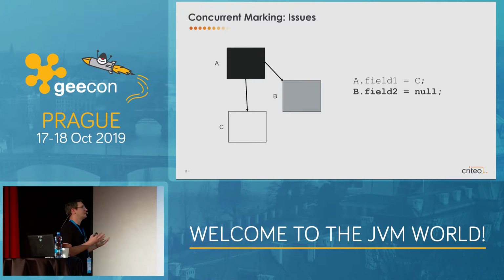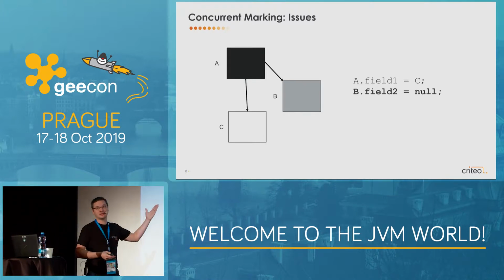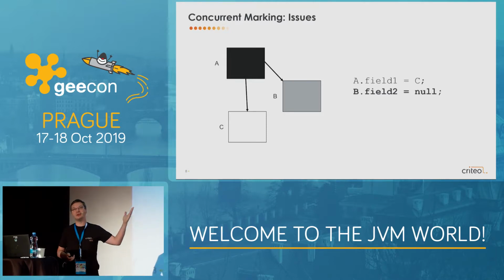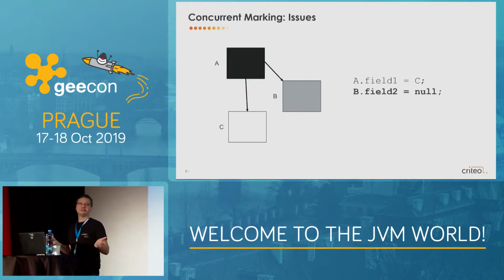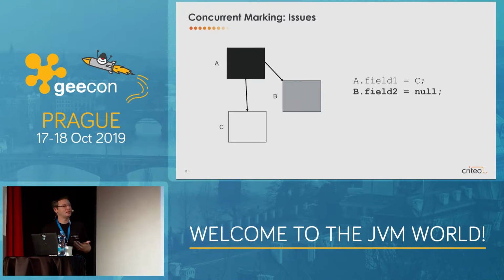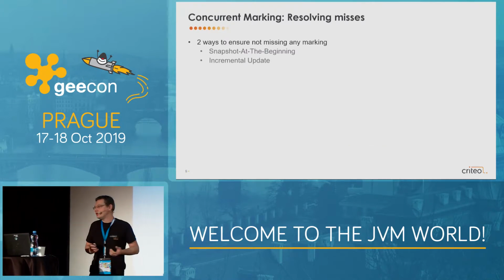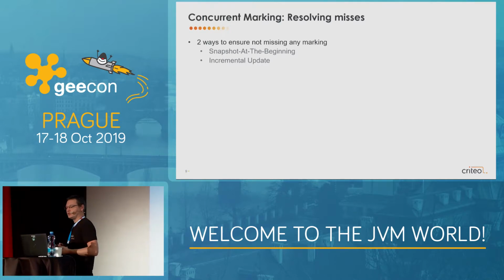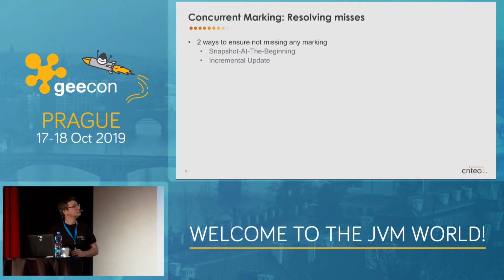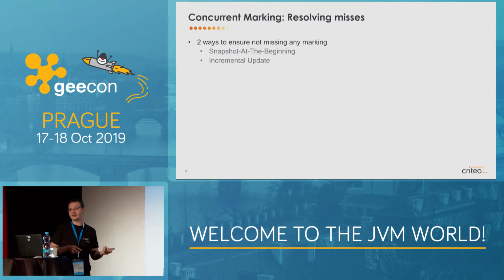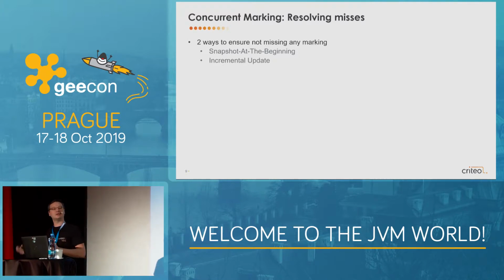And the GC, at the end of the marking, says, okay, C is a white object, so it will be garbage. I will remove it. Oops. We have an issue, so we need to deal with it. To resolve this issue, we have two ways: the snapshot at the beginning and the incremental update. Today we will just look at the snapshot at the beginning, because it's used for G1 and Shenandoah.